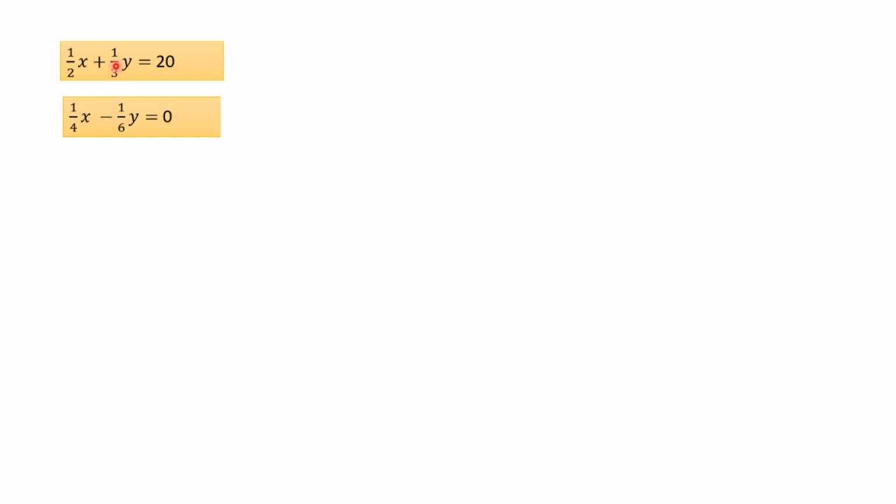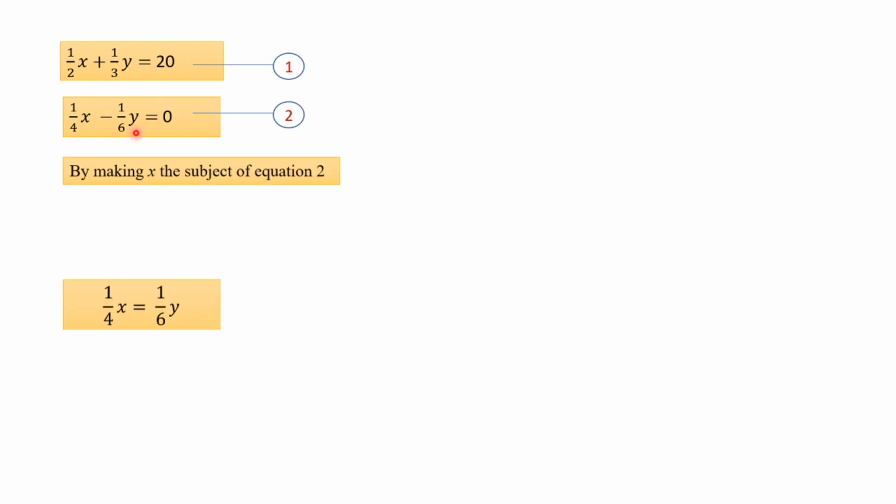These coefficients are fractions. So if you go with the substitution method, you have to find which one can be easily made the subject. I can see this one is easily made the subject because there is no other value in here. If I use this equation, there is another value in here. So I use the second equation. By using the second equation, I am going to make x the subject.